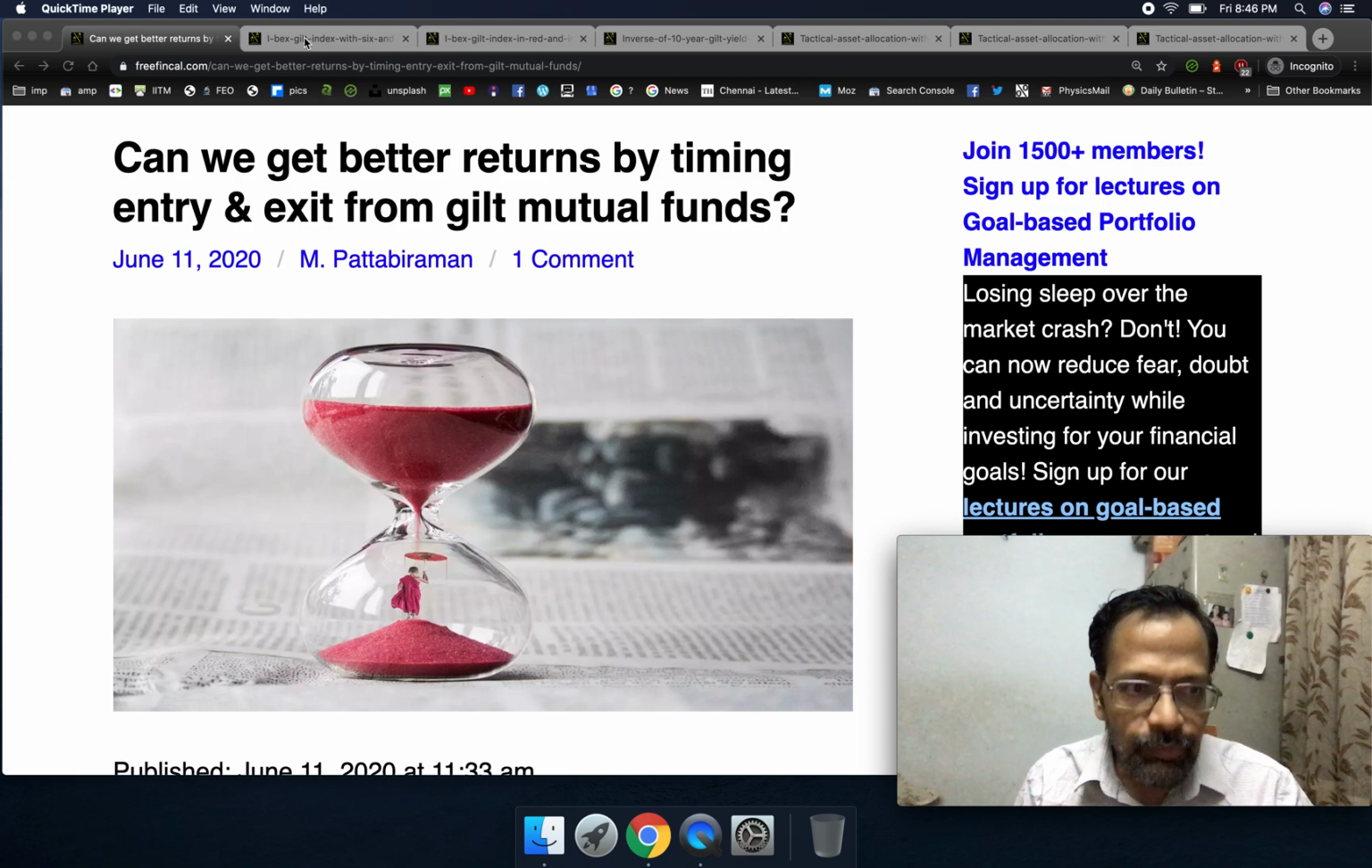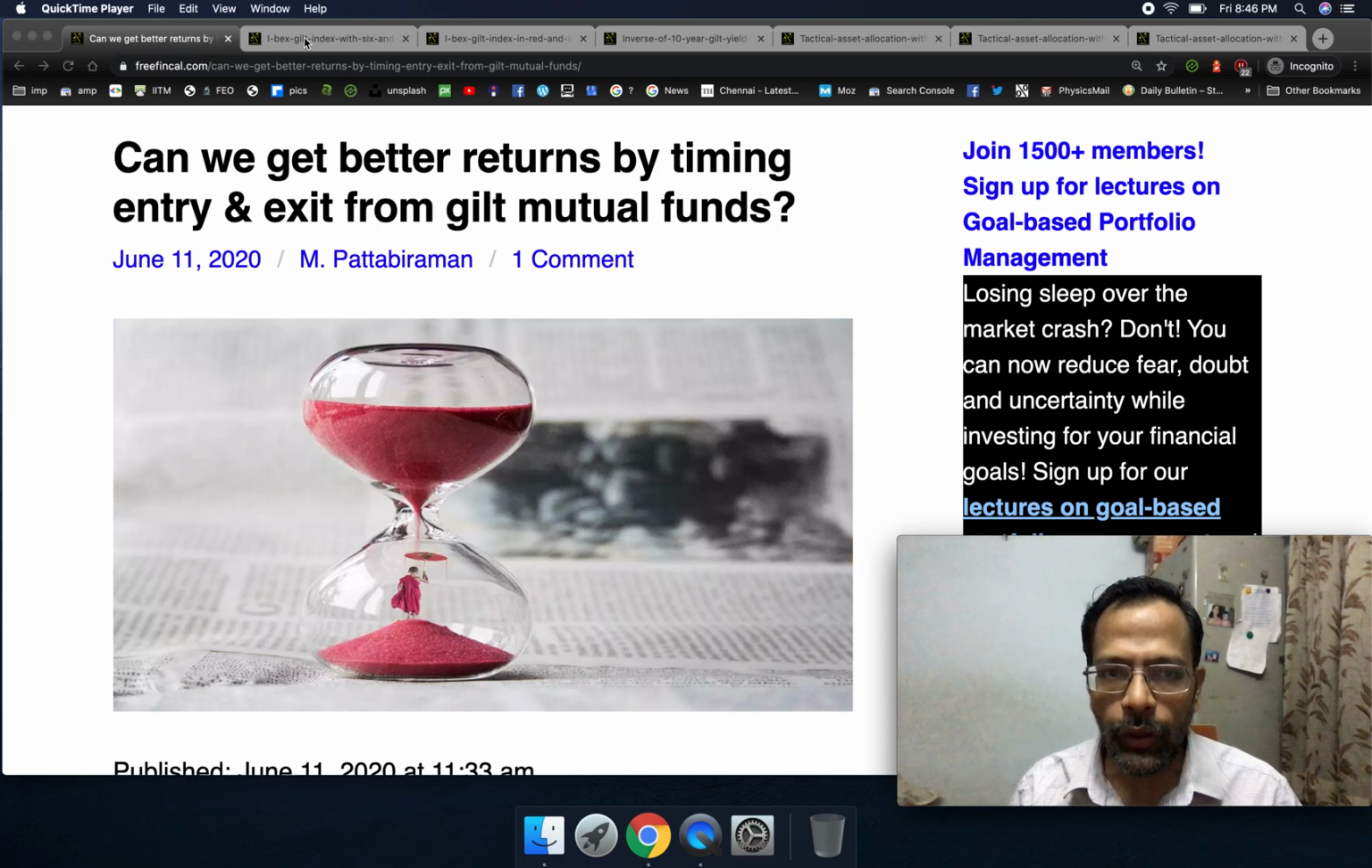But if somebody wants to do a little bit extra and time the market and so on, let's find out if that's possible. Once I complete this study, I want to combine all four asset classes, that is equity, gold, gilts, and cash, and include timing rules for all of them and find out how that works together.